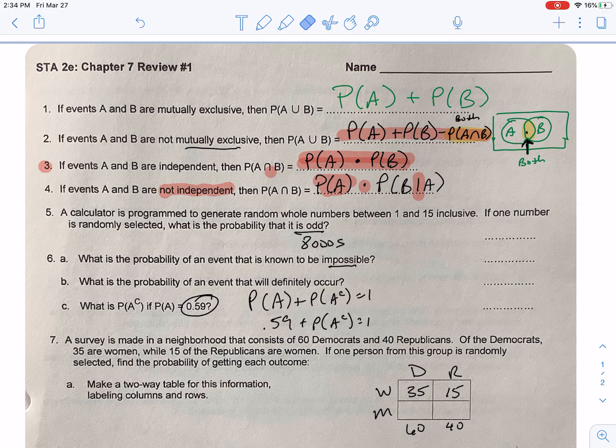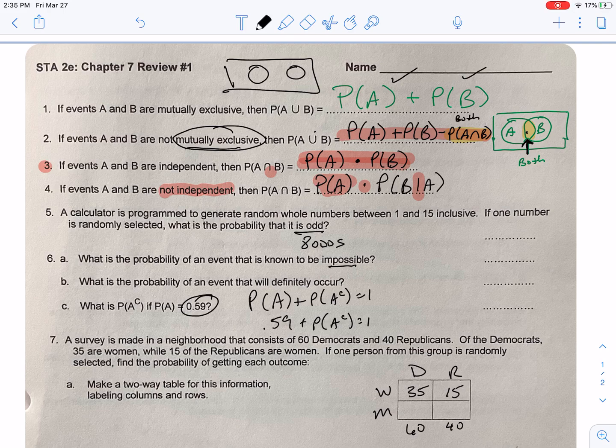get through this worksheet. On the first few events, on number one, it says that they're mutually exclusive. Remember, that means they have nothing in common. So as opposed to this next one where they are not mutually exclusive, it says the probability of A or B. All right, in the first one, you just got to do probability of A plus probability of B.